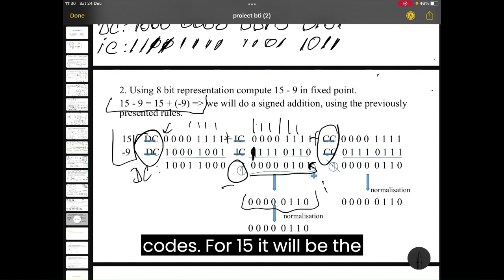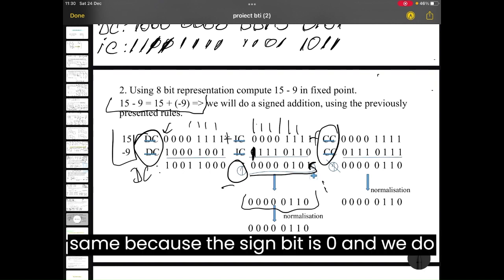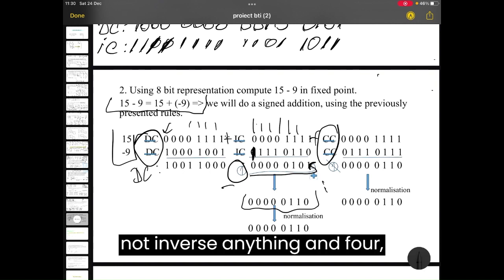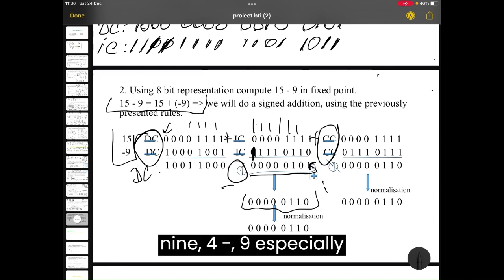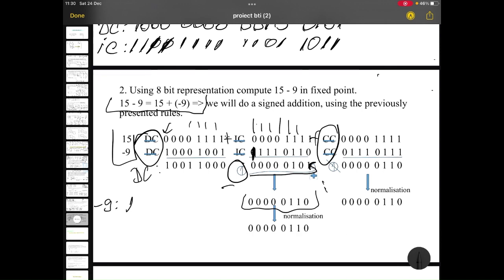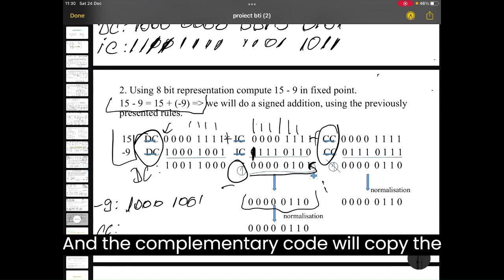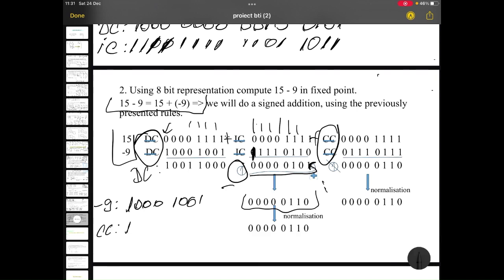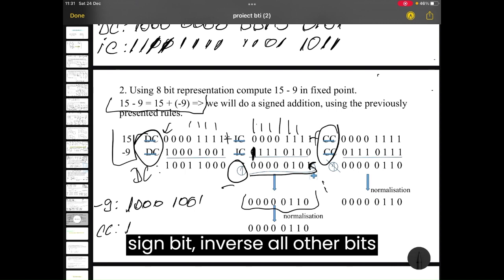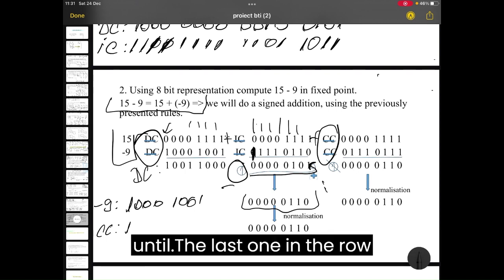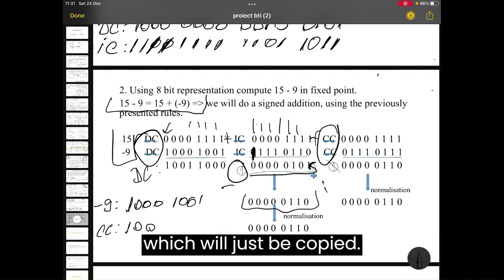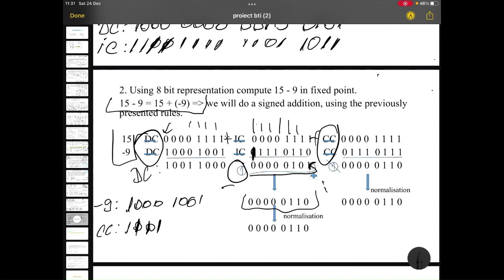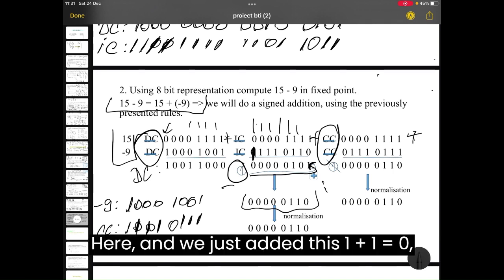For 15, it will be the same because the sign bit is 0 and we do not inverse anything. And for minus 9 especially, we have a negative sign bit, and the complementary code will copy the sign bit, inverse all other bits until the last 1 in the row, which will just be copied. 0, 1, 1, 1. Here. And we just add this.